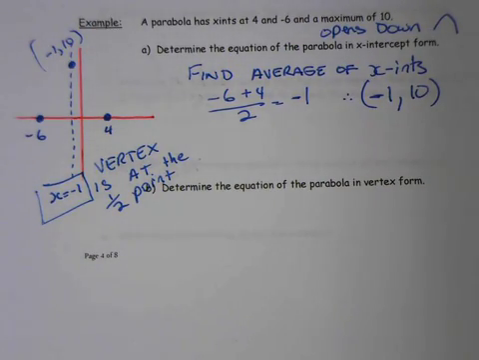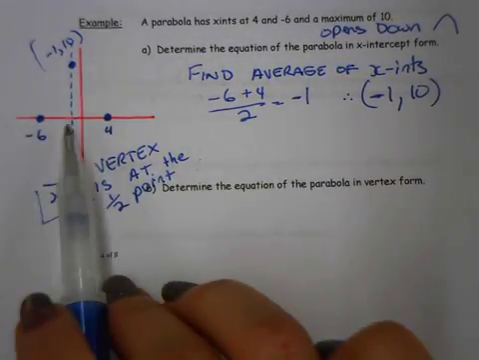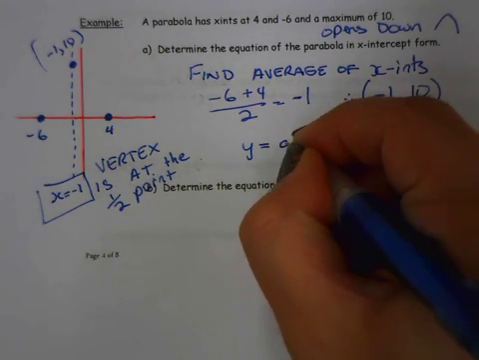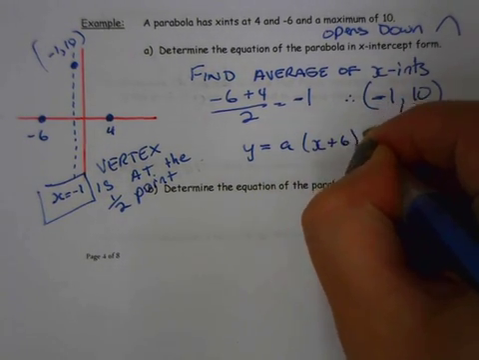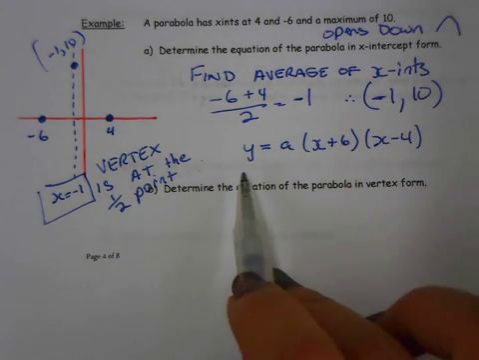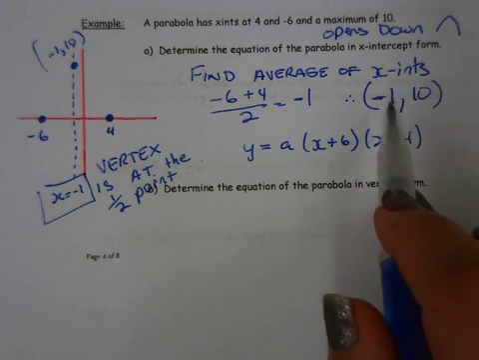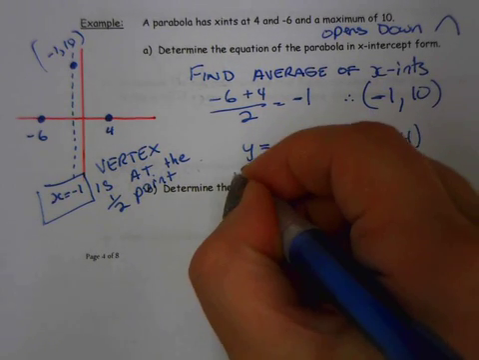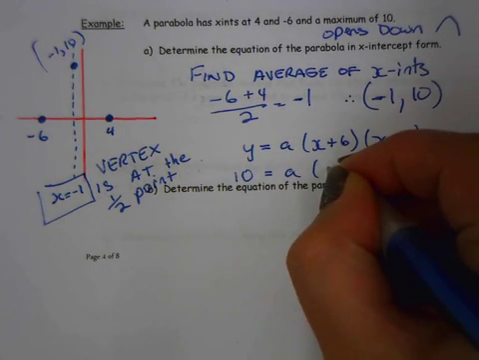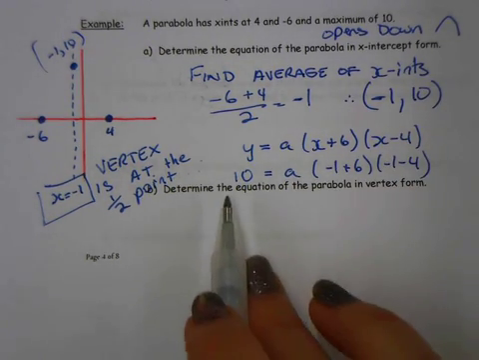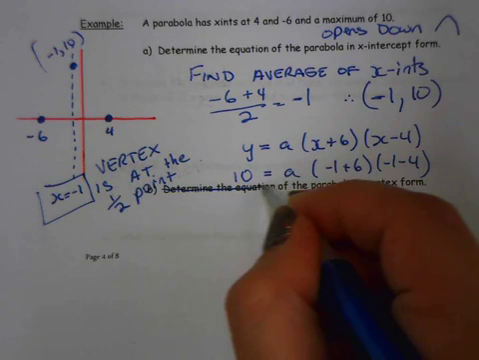Determine the equation of the parabola in x-intercept form. Now that I have the two x-intercepts, I can write y equals a, x plus 6, x minus 4, again being careful of sign. I have a point to substitute in. When I substitute in, this is my x, and it goes in both x's. This is my y. 10 equals a, -1 plus 6, -1 minus 4. I'm going to have to keep going here. We'll have to do b a little bit later.